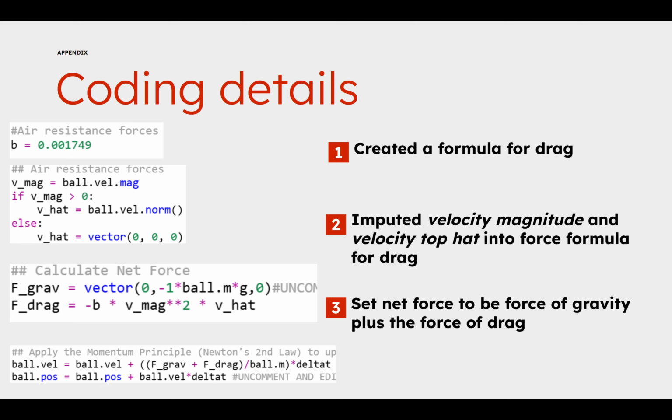You can see it on the left. We created a formula for drag. We inputted the velocity magnitude and velocity hat into the force formula for drag, and then we set the net force to be force of gravity plus the force of drag. As you can see on the left, we found the constant is 0.001749.